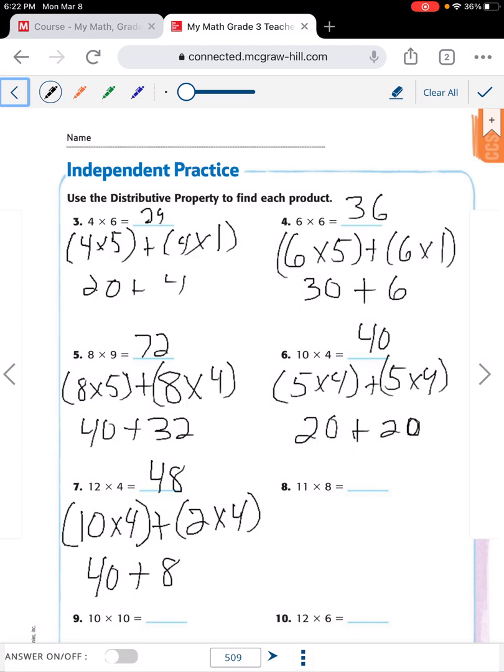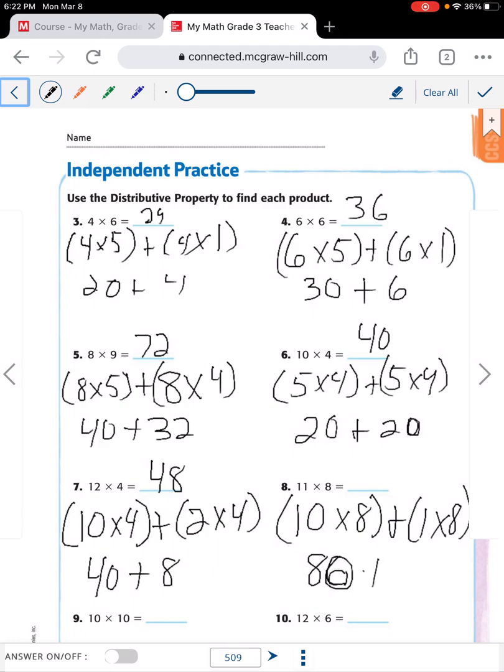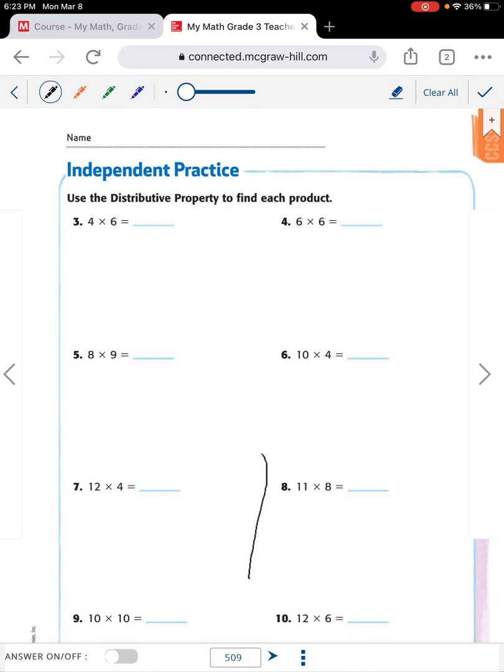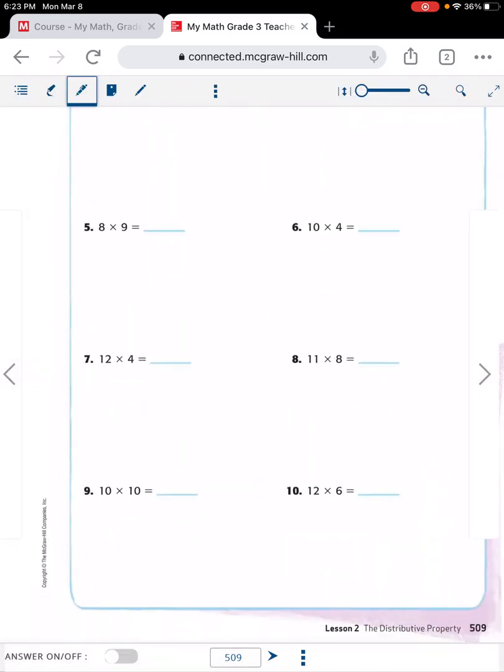Next, we have 11 times 8. Now, you can choose to break down the 8 or the 11. I'm going to break down the 11 to 10 and 1. 10 times 8 plus 1 times 8. So I have 80 plus 8, which is 88. I'm going to delete these notes. Hopefully you have been doing well with this math. And we're going to move on down.